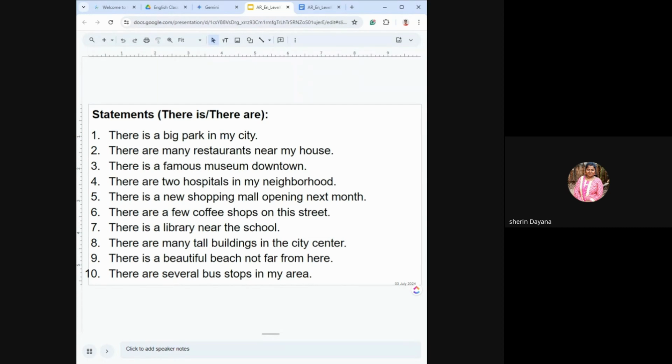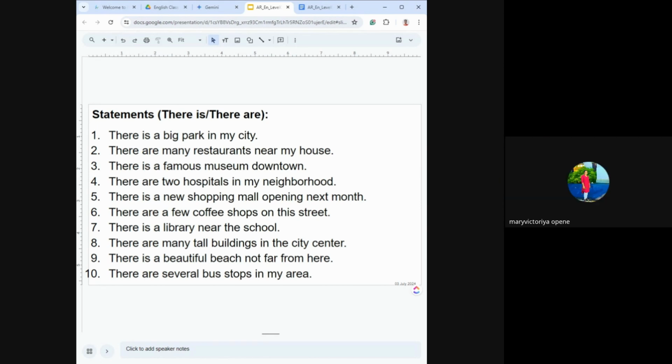There are many restaurants near my house. There is a famous museum downtown. There are two hospitals in my neighborhood. There is a new shopping mall opening next month. There are a few coffee shops on this street. There is a library near the school. There are many tall buildings in the city center. There is a beautiful beach not far from here. There are several bus stops in my area.